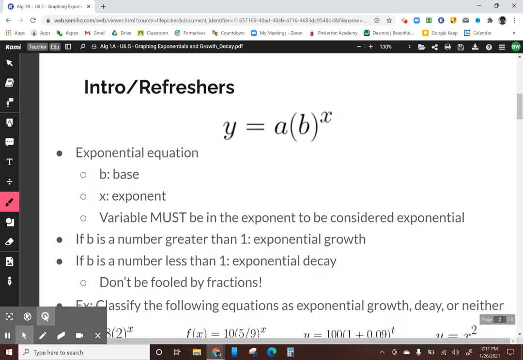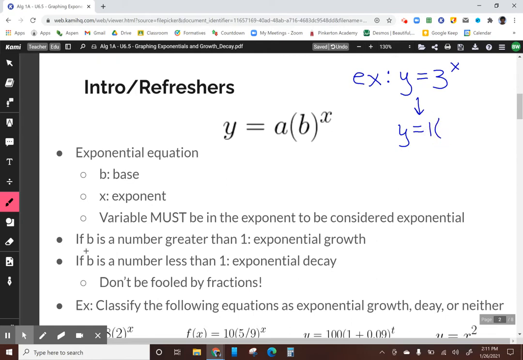To begin this lesson, I'm going to give you just a little bit of an intro as to what exponential equations look like. So here we have y equals a times the quantity b raised to the x power. Now, an example of something that is in this form could be y equals 3 to the x power. Now that looks a whole lot simpler than y equals a times b raised to the x power. But just note that this is going to be the same as y equals 1 times 3 raised to the x power. The a value is typically 1 if you do not see a value outside of parentheses.